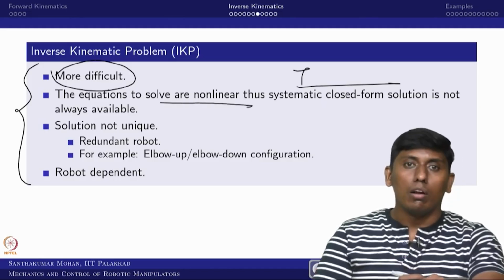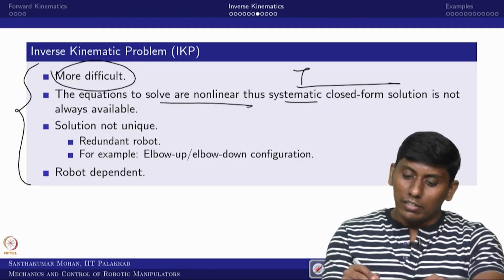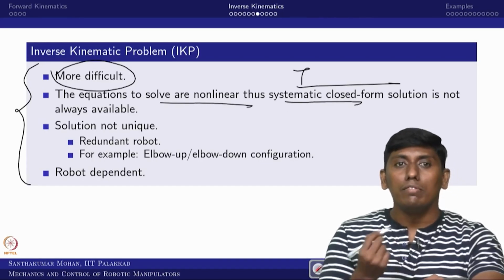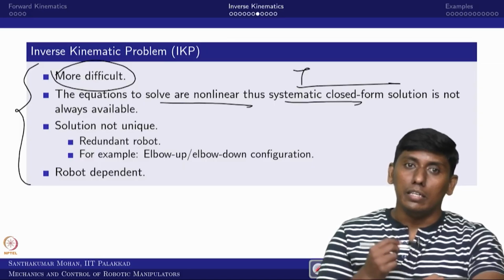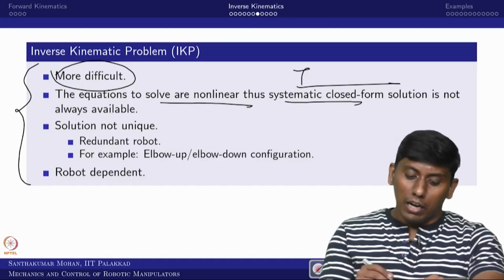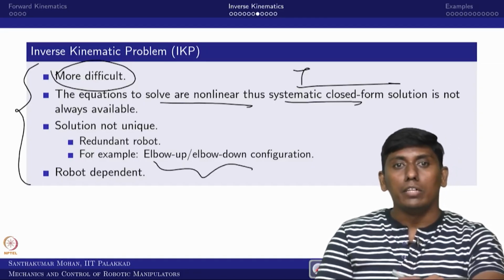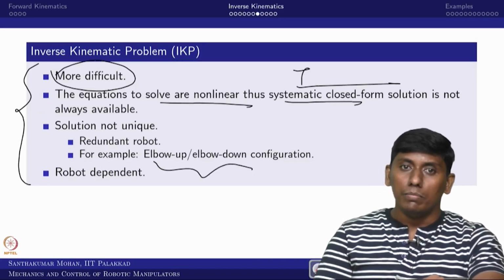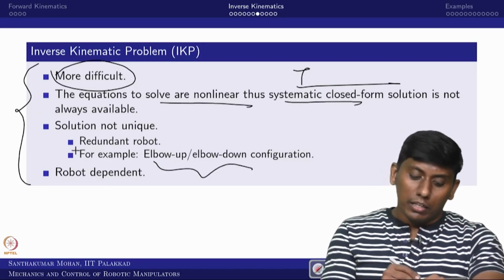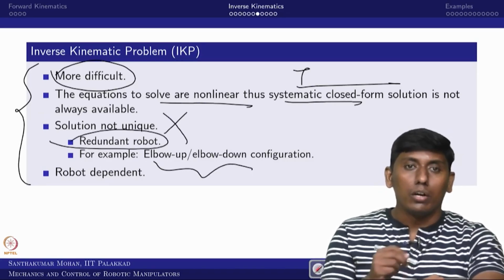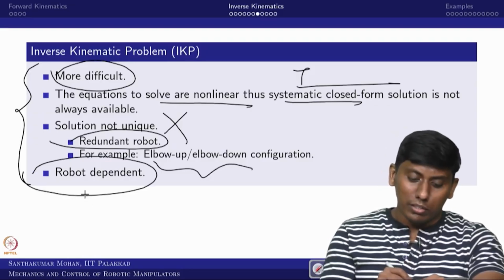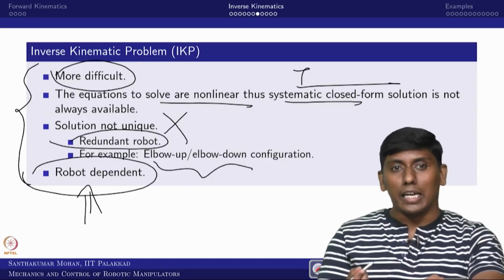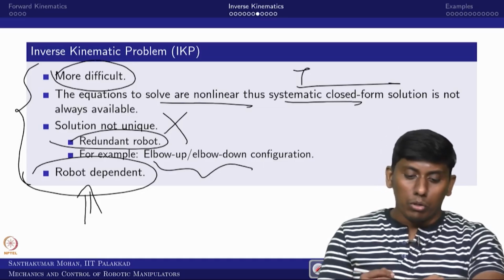The equations to solve are nonlinear, so a systematic closed form solution is not always available. Okay. And the solutions are not unique, because the link lengths are different and each robot is different, and the solution would end up with elbow up and elbow down, right. Further, if it is a redundant robot, the solutions are not easily obtainable, and the inverse kinematic solution is robot dependent, you cannot generalize. Okay. So that is the whole idea.